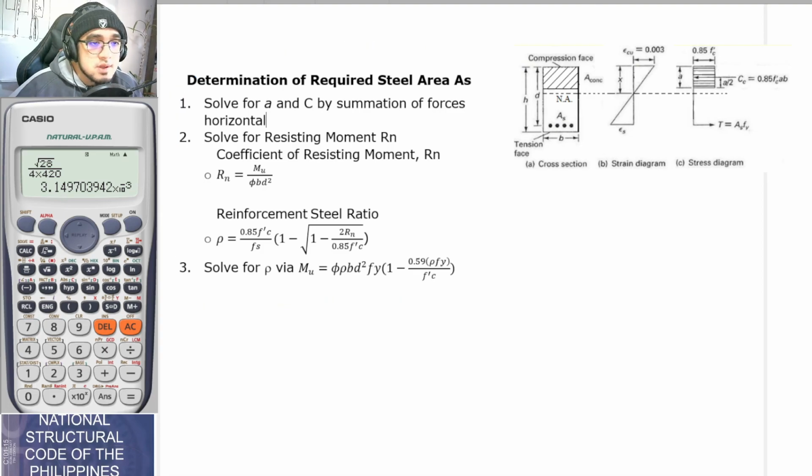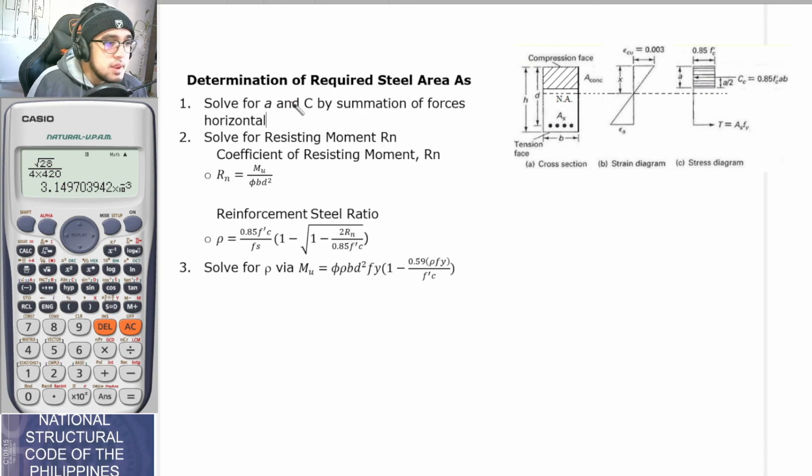So these 3 methods are quite simple, no? For the first method, we would be solving for the required steel area AS by solving for A and C by summation of forces horizontal. In this method, this is the easiest to remember, because you do not need to memorize any equation as long as you know this principle. Basta alam mo tong 0.85 FC prime, AS FY, and so on.